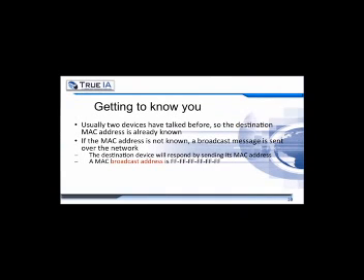So now we're beginning to understand. This is how computers take turns on the line to make sure that they don't interfere with another individual's communications. So usually two devices have talked before, so the destination MAC addresses are already known. However, if the MAC address is not known, a broadcast message is sent out over the network.